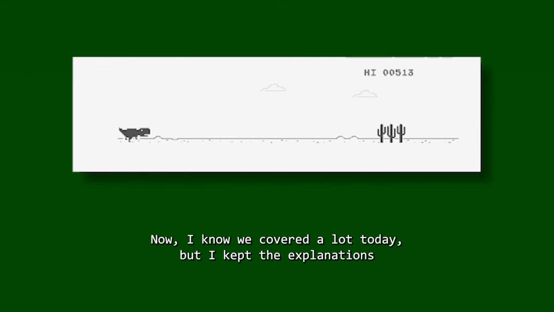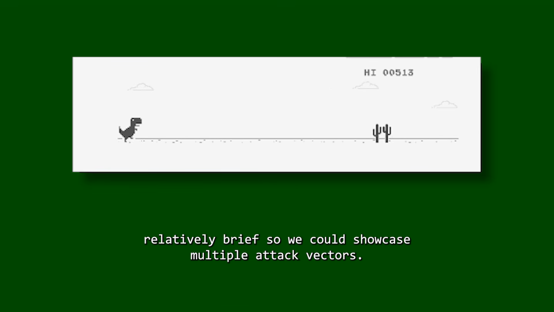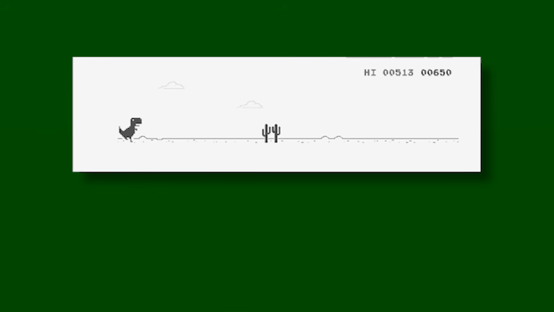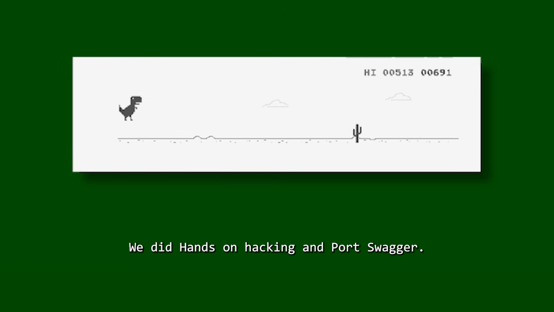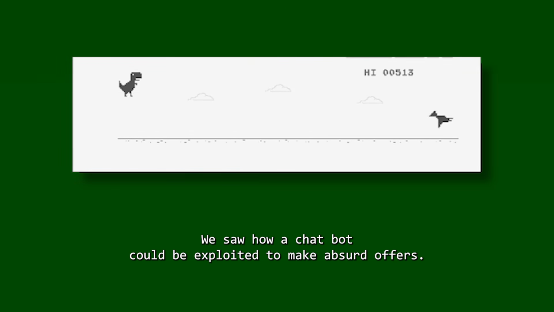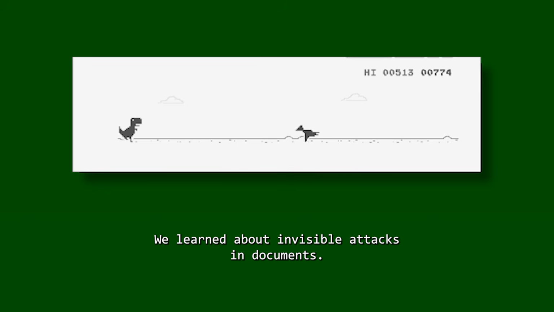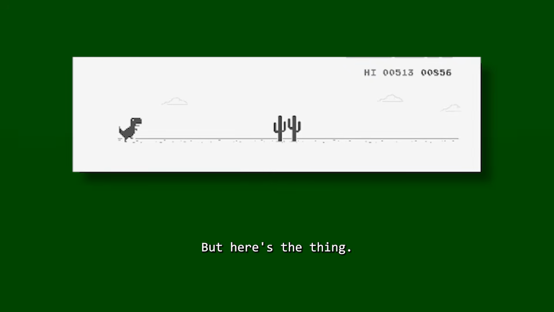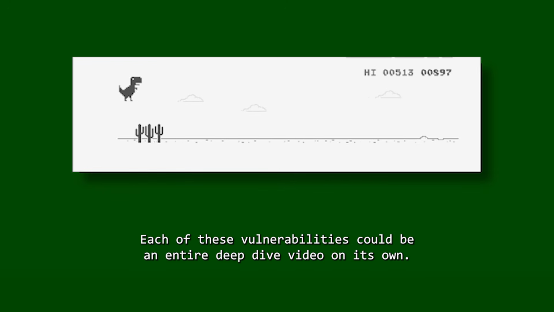Now, I know we covered a lot today, but I kept the explanations relatively brief so we could showcase multiple attack vectors. We did hands-on hacking in PortSwigger. We saw how a chatbot could be exploited to make absurd offers. We learned about invisible attacks in documents. But here's the thing. Each of these vulnerabilities could be an entire deep dive video on its own.